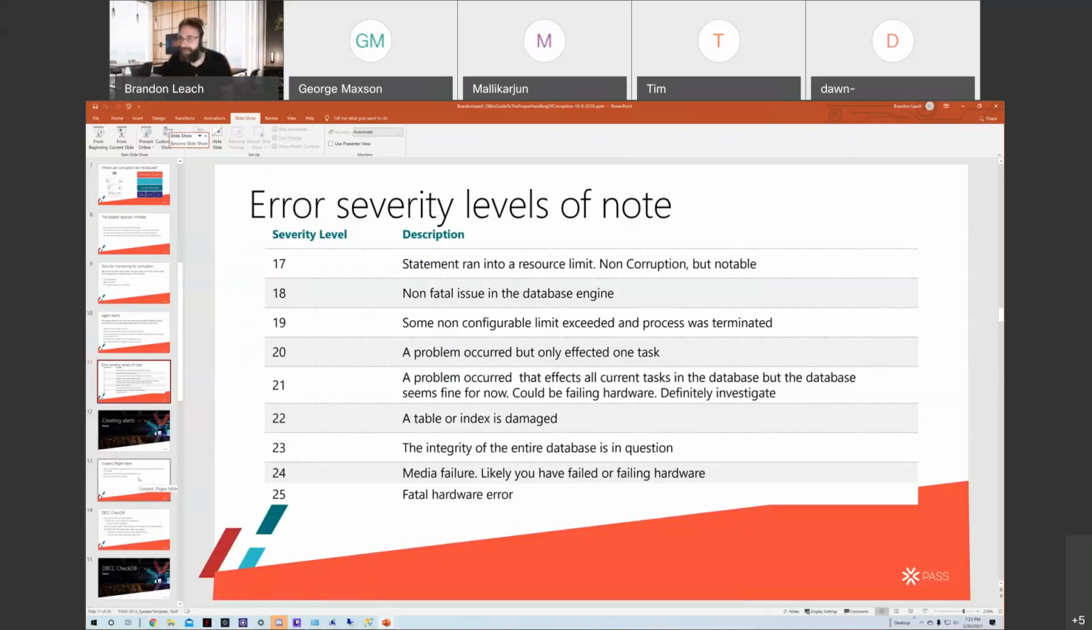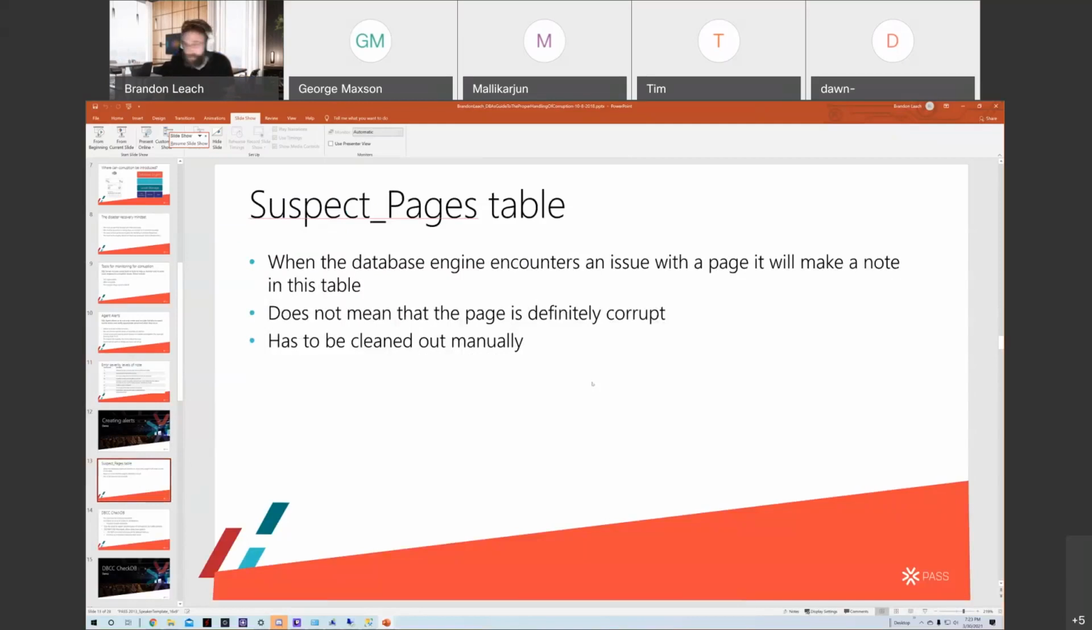All right. Let's go on to suspect pages. I promise this is going to get a lot more interesting in a moment once we get to CheckDB. This is where a lot of people screw up. There's another table in MSDB that's really interesting. It's called suspect pages. What it's used for is anytime SQL Server has suspicions that a page might be corrupt, it will insert an entry into this table. So if you monitor that table for new entries, you can get kind of an on-the-fly early warning report, much like alerts.